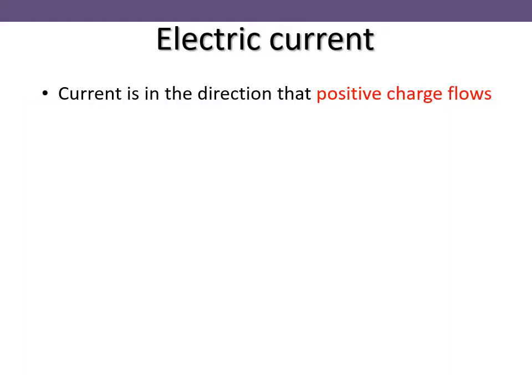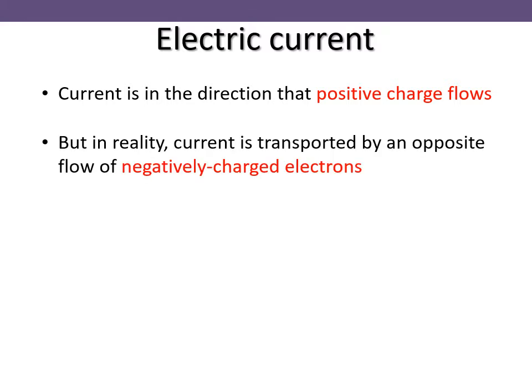Now, it gets a little bit confusing when we start talking about electric current, because they discovered electric current before they discovered the electron. They just arbitrarily defined the direction that current flows as the direction that a positive charge would flow if it was flowing through a circuit. So we always define electric current as the direction that a positive charge would flow around a circuit.